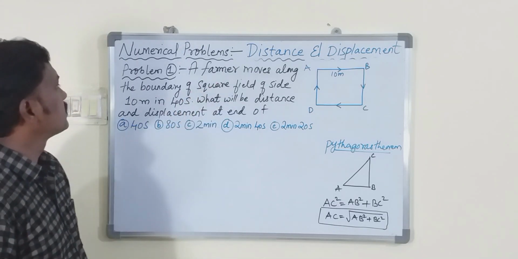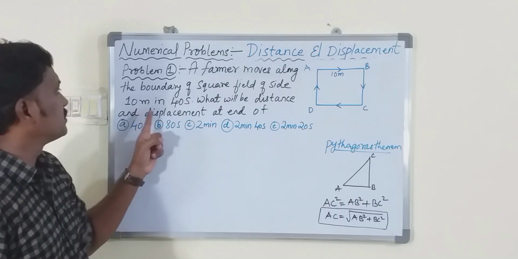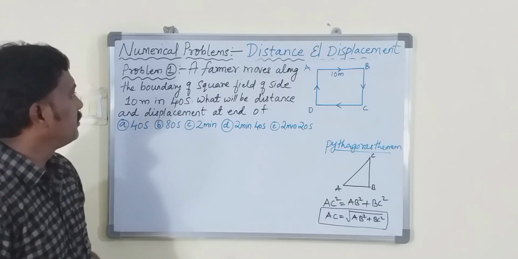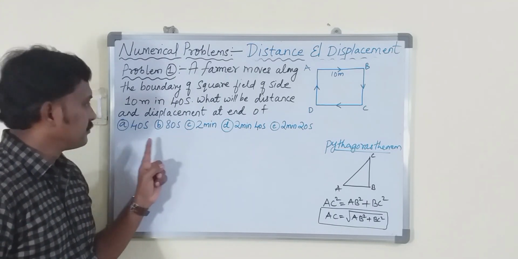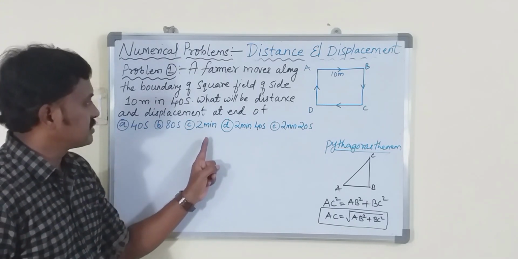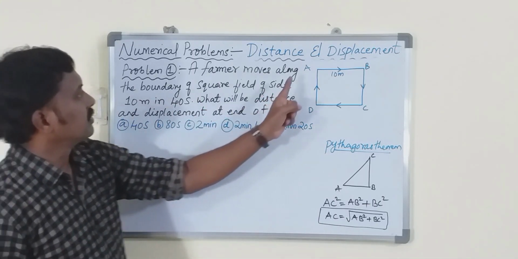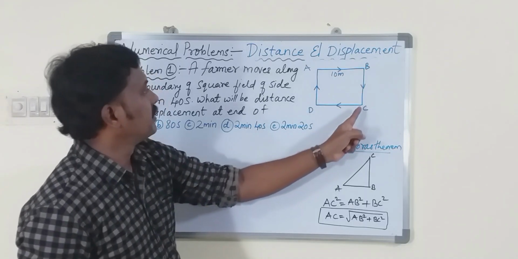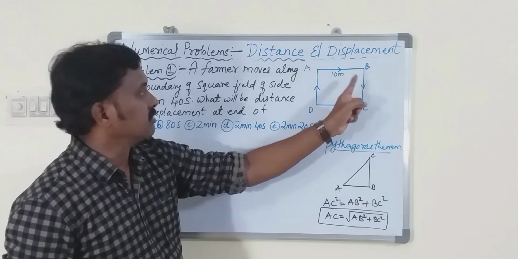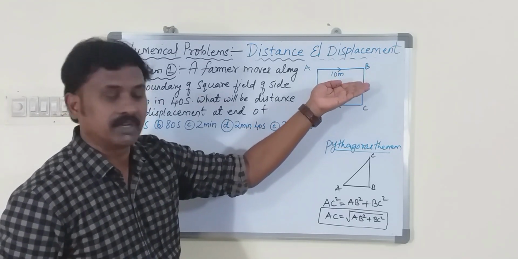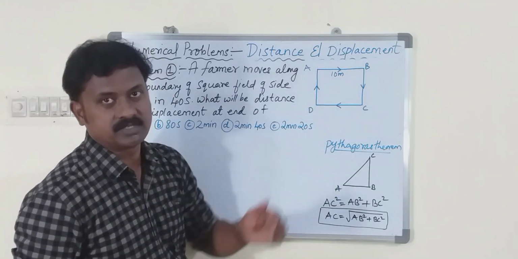A farmer moves along the boundary of a square field of side 10 meters in 40 seconds. What will be the distance and displacement at the end of 40 seconds, 80 seconds, 2 minutes 40 seconds and 2 minutes 20 seconds. So here, the farmer moves along the boundary of a square field. The length of the square field is 10 meters, and the time taken to cross the 10 meters is 40 seconds.